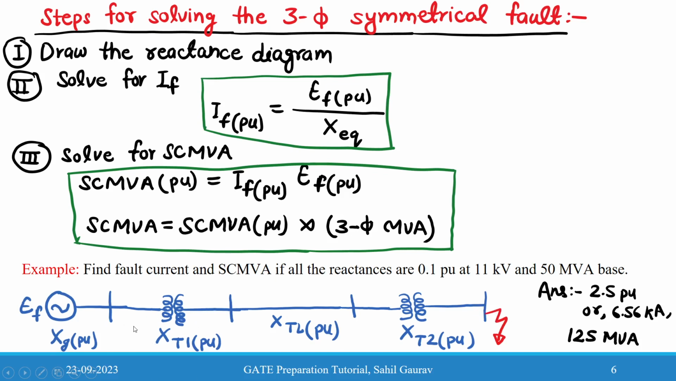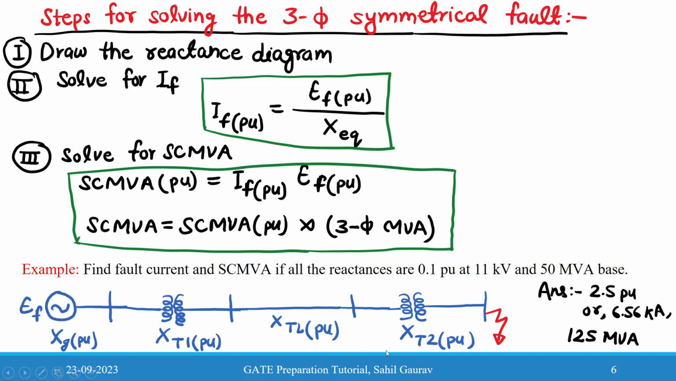This is a typical radial power distribution system in which there is one generator, then one transformer for stepping up the voltage, and then we have the transmission line, and again this transformer 2 is for stepping down the voltage to deliver the load. So here you need to find the fault current and short circuit MVA. So whatever we have written down in these 3 points, we will apply here. So first we will make the reactance diagram.